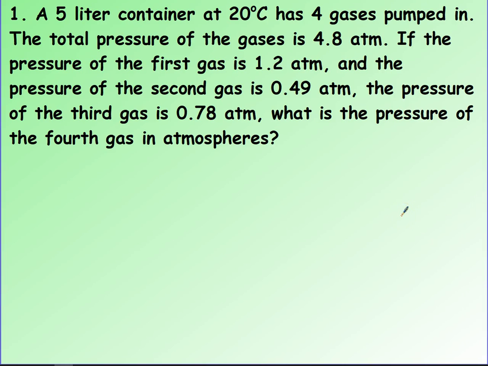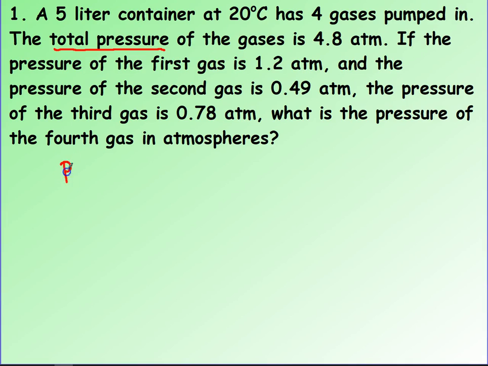A 5-liter container at 20 degrees Celsius has 4 gases pumped in. The total pressure, there's a key word right there, total pressure of the gases is 4.8 atm. If the pressure of the first gas is 1.2 atm, and the pressure of the second gas is 0.49 atm, and the pressure of the third gas is 0.78 atm, what is the pressure of the fourth gas in atmospheres?